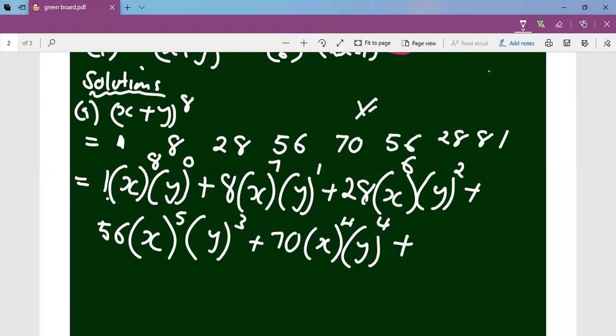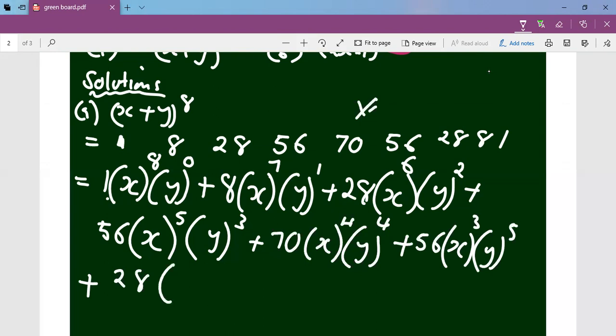Plus, the next coefficient is 56. Open the bracket. X to the power 3 by y to the power 5. Plus, the next term is 28. Open the bracket. X to the power 2 by y to the power 6. I hope you're able to see it now.